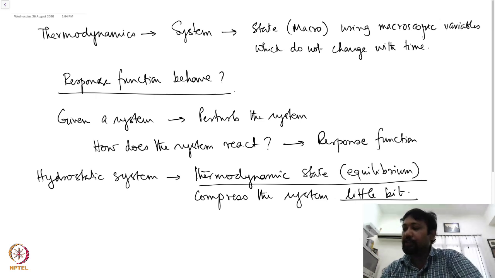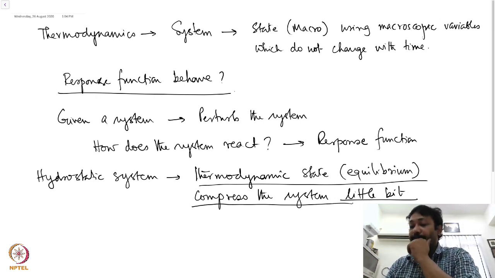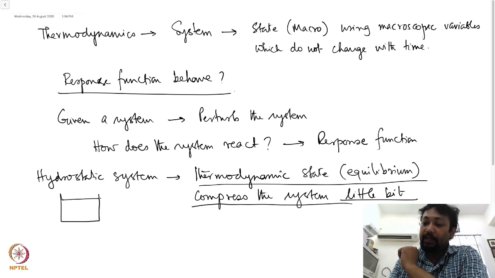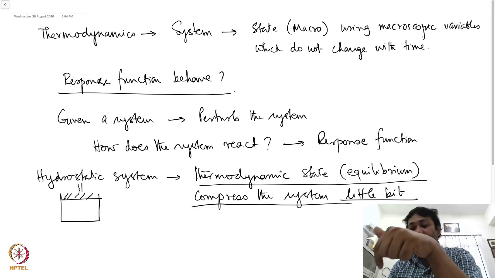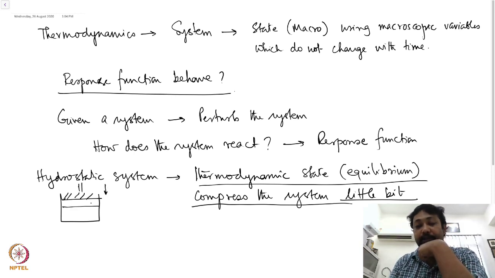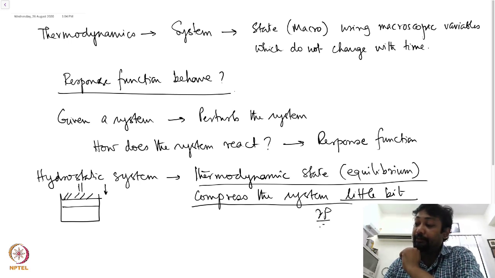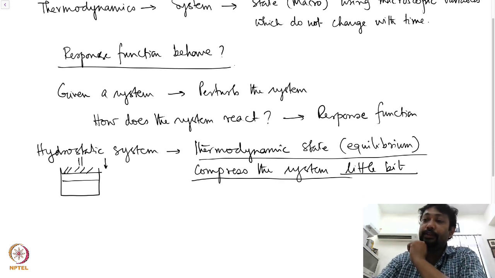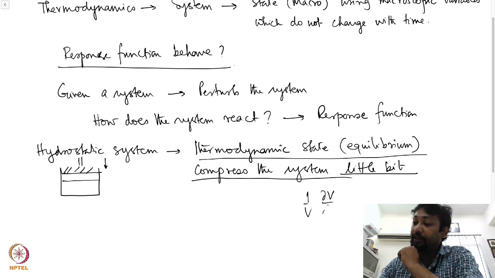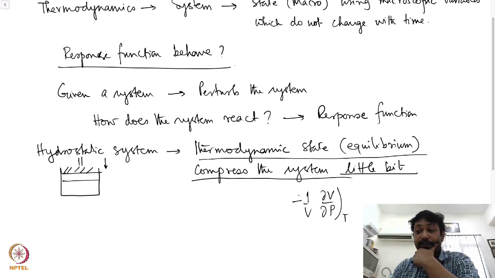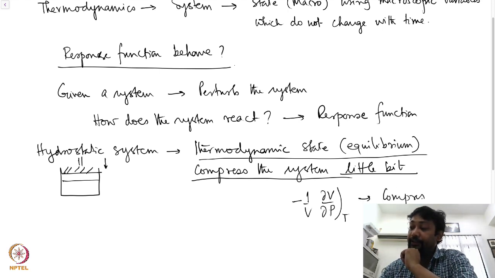So these things you learn slowly. Anyway, the idea is that we compress the system, which means that if I have this particular system, one part of the system is a piston, and I compress the piston, so that the gas is compressed. That's what you observe, that the volume decreases. How do you know that? That effect is given by the quantity 1 by V del V del P at constant temperature, with a minus sign. I am holding the temperature of the system constant. This is called the compressibility of the system.